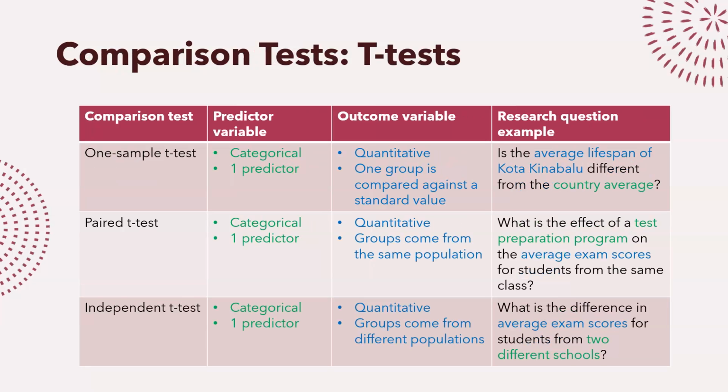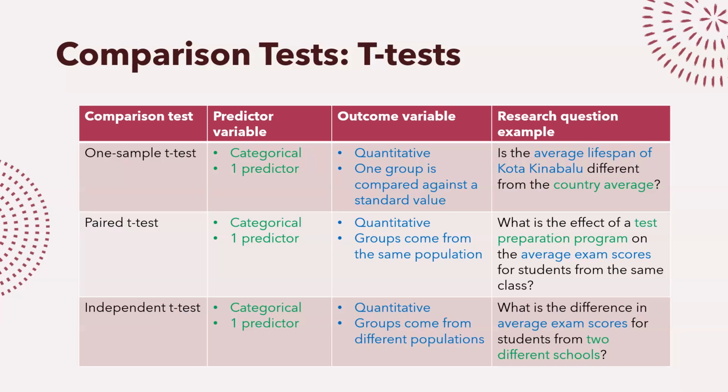Comparison tests look for differences among group means. They can be used to test the effect of a categorical variable on the mean value of some other characteristic. T-tests are used when comparing the means of precisely two groups. For example, the average height of men and women. A one-sample t-test is used to compare a single population to a standard value, for example, to determine whether the average lifespan of a specific town is different from the country average.